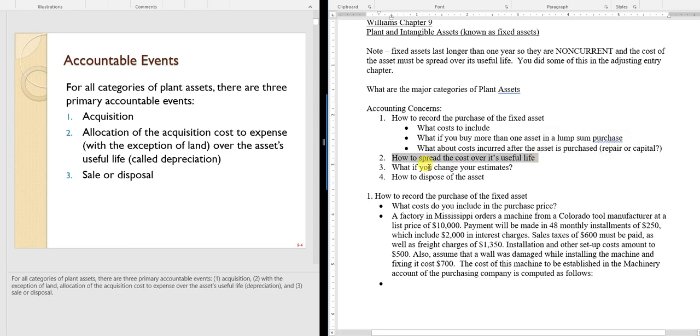Okay, number 4 is getting rid of it. But I've put a 3 in there that's kind of in using it. What if I change some of these estimates? What if I bought the car for $30,000 and I said it was going to last me 5 years?